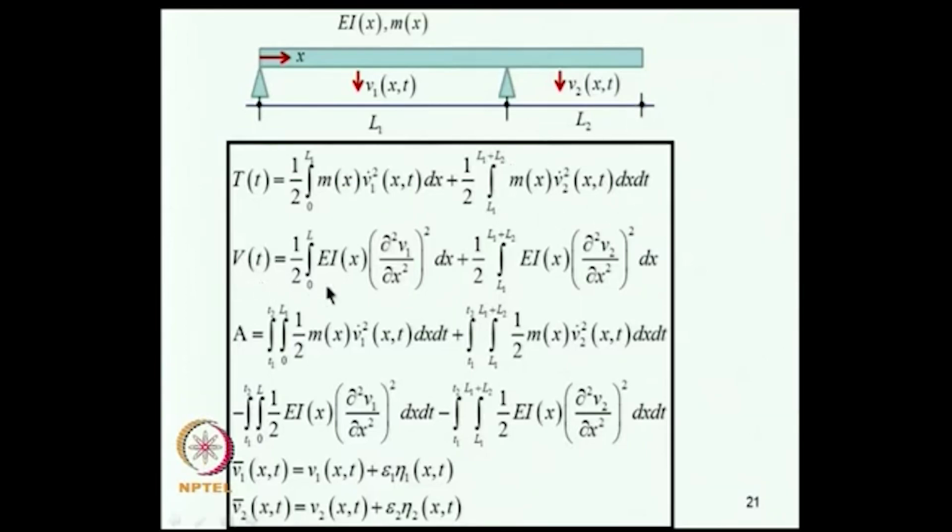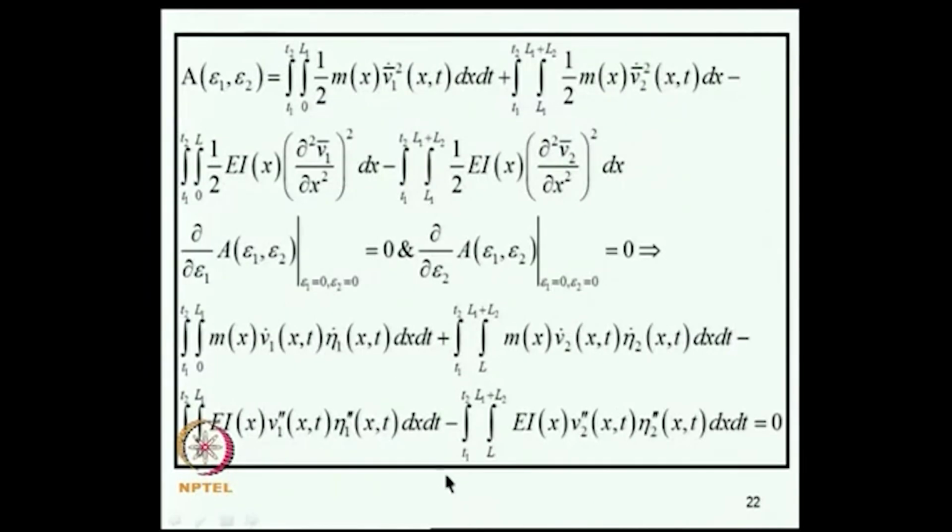Similarly, the strain energy is flexure in this part plus flexure in this part. The action integral is now therefore T minus V, this expression. Now, I will take a class of parameterized admissible functions for both V1 and V2 as shown here. This is the action integral in terms of epsilon 1 and epsilon 2, and these are the conditions for stationarity of this.